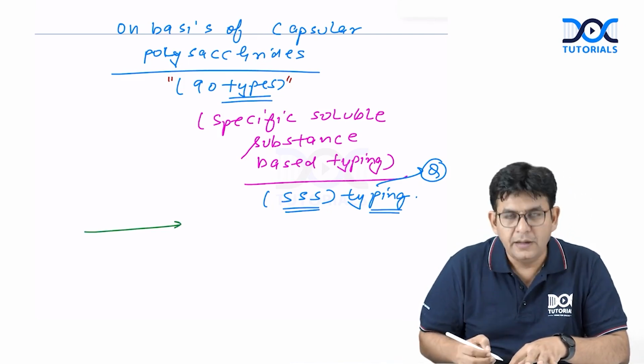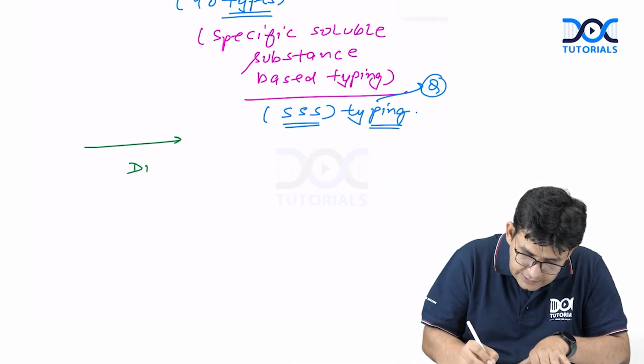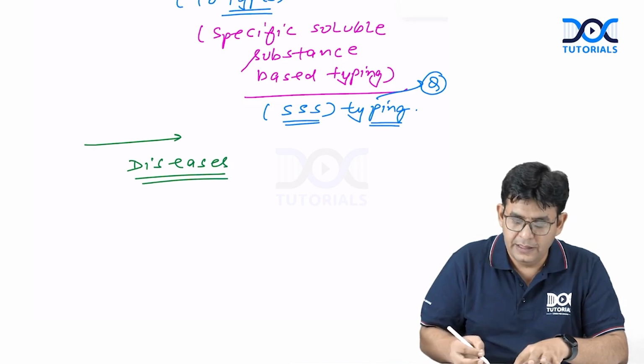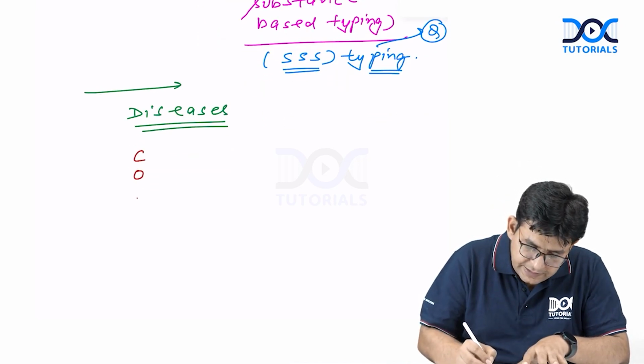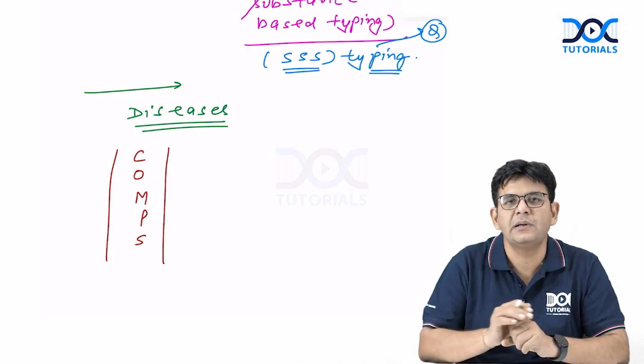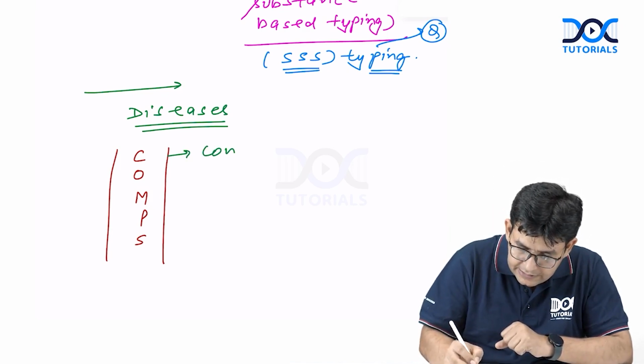Fine. After this, you should know which diseases pneumococcus causes. As far as the disease is concerned, it is associated with these particular diseases termed as COMS. And what is there in the COMS? C is conjunctivitis.